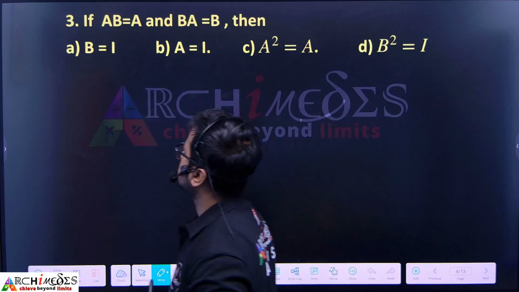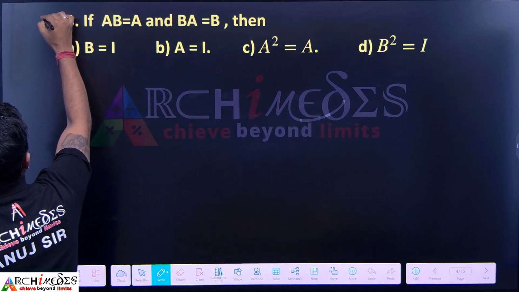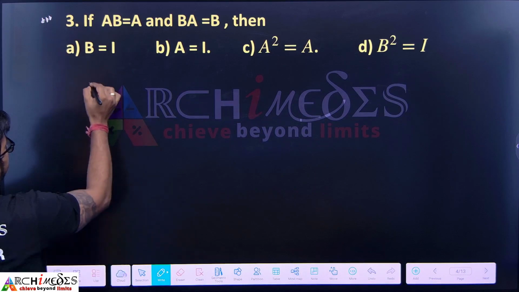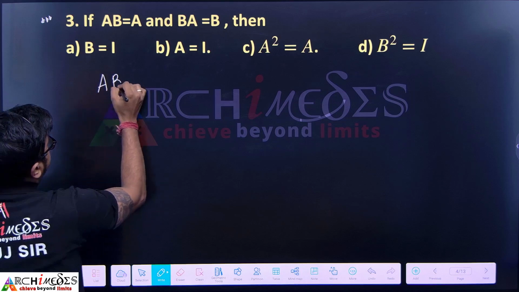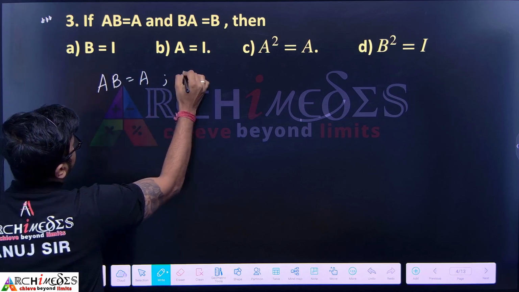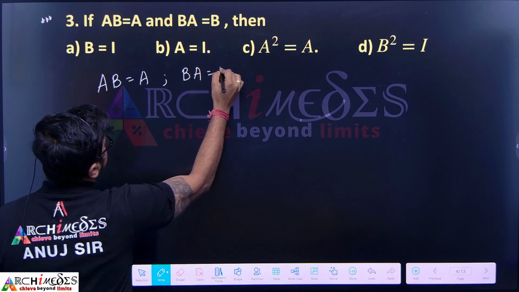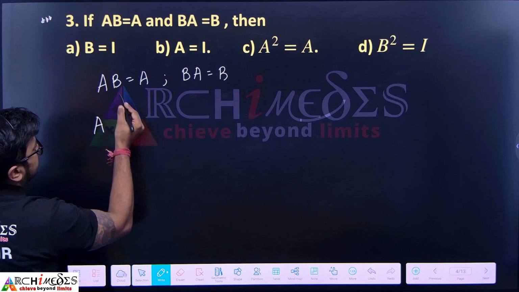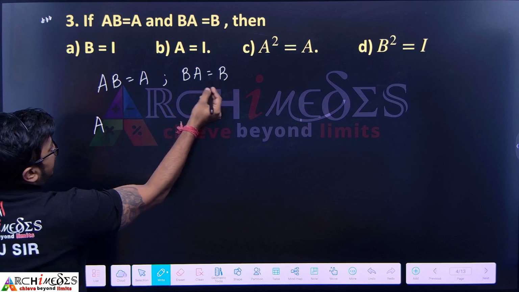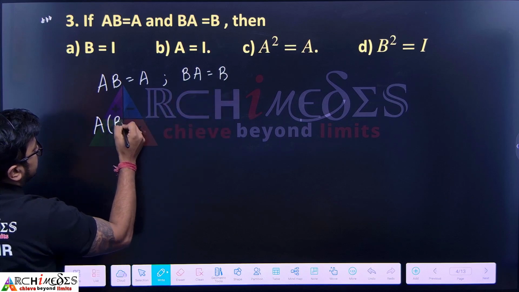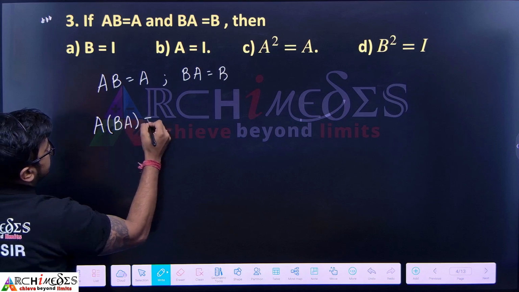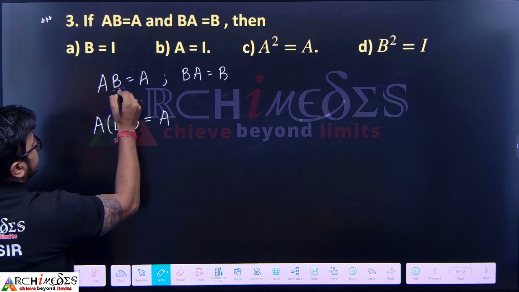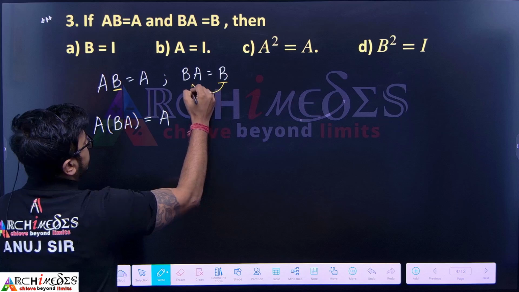The next question. So look, this is also an interesting question. Clear? If AB equals A and BA equals B. AB is given as A and BA is given as B. So can we write in this way? Listen carefully. If we put this B value over here, we can write BA is equal to A. Can we write this? Check it. Am I clear? I am putting this B as BA over here.